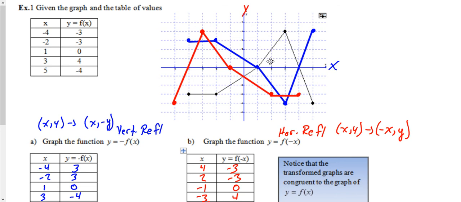So if you go back, let's take a look at our original versus our first graph, the blue. Do we have any coordinates that double up? Yes, right here. These doubled up at 1, 0. So what can we say? There's an invariant point between the original and a vertical reflection.